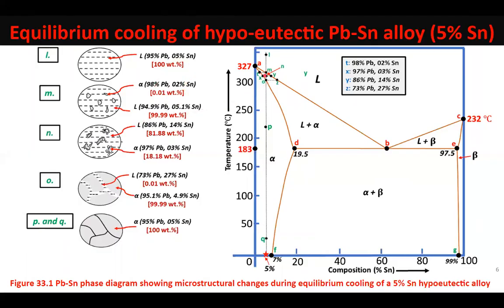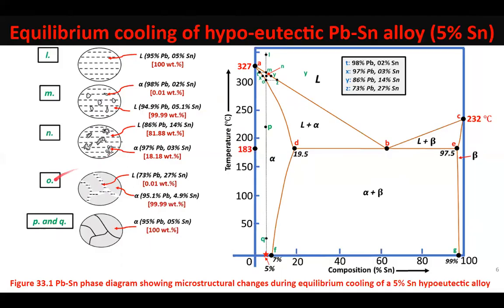Then when we come to a lower temperature, say corresponding to point N, the critical nuclei, the solid phase would have grown and would have taken the shape of dendrites. The amount of solid phase would have increased. Here it was 0.01, now it has become about 18%. The chemical composition of both the solid phase as well as of the liquid phase is changing, you can see. Then as we drop down the temperature and we reach point O, this represents the solidus temperature.